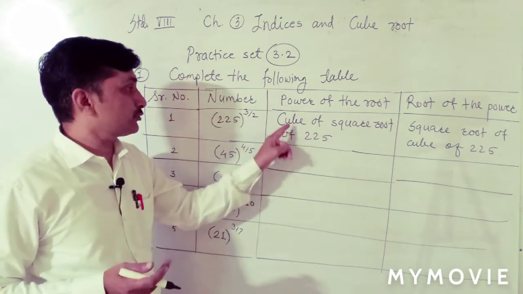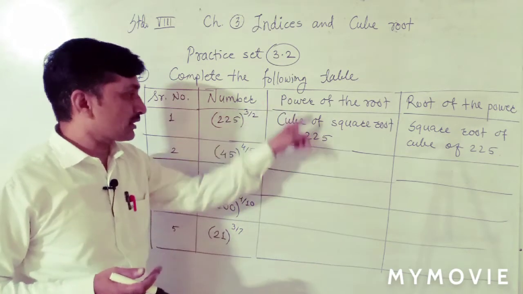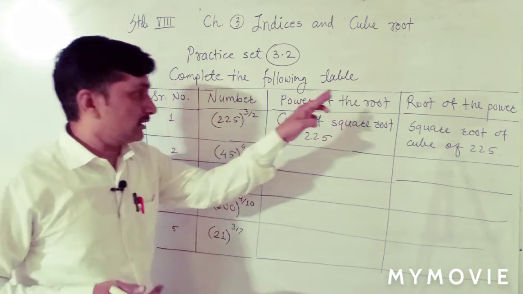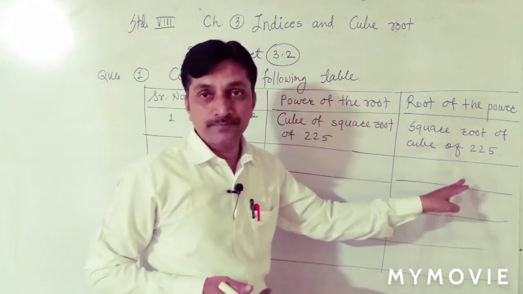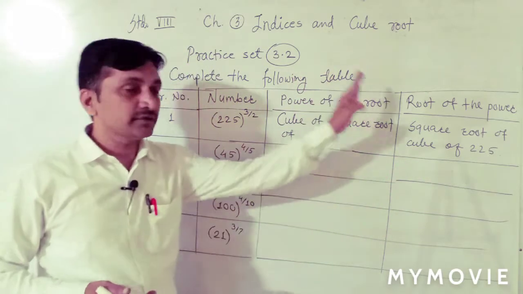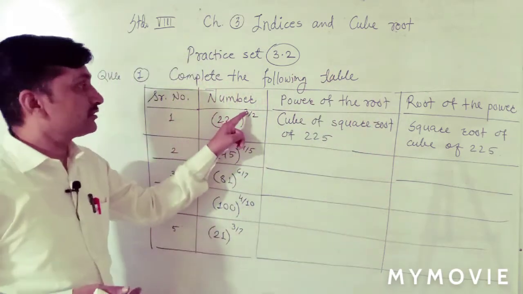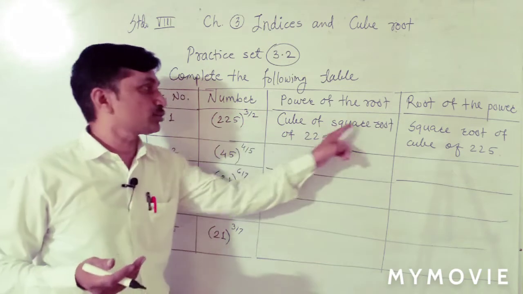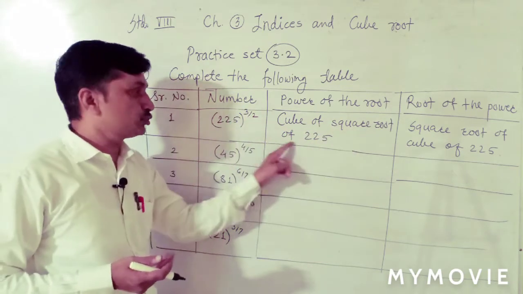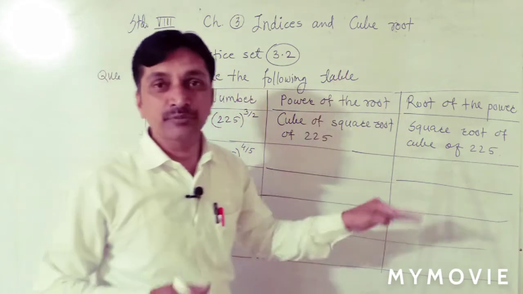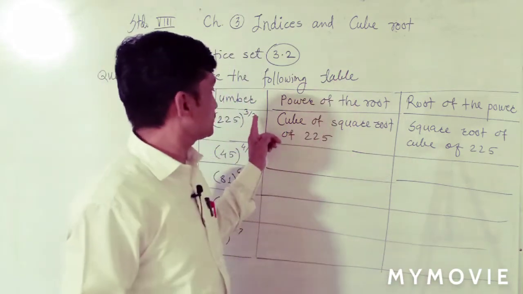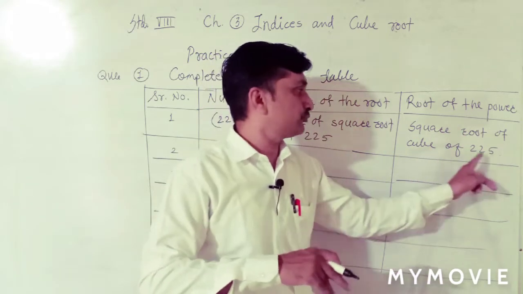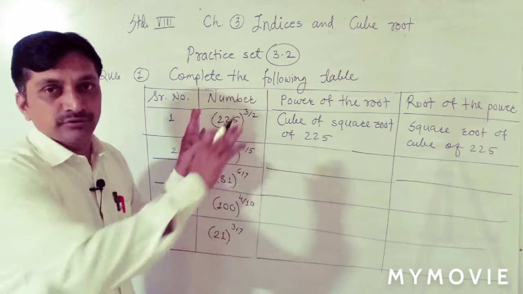Here you see, in this column we have to start from the power, and in this column we have to start from the root. What is power here? 3 means cube. Cube of, what is root? Square root. Cube of square root of 225. Here we have to start from the root. What is root here? Square root. Therefore square root of, then you write the power, cube, of 225. These are two ways.